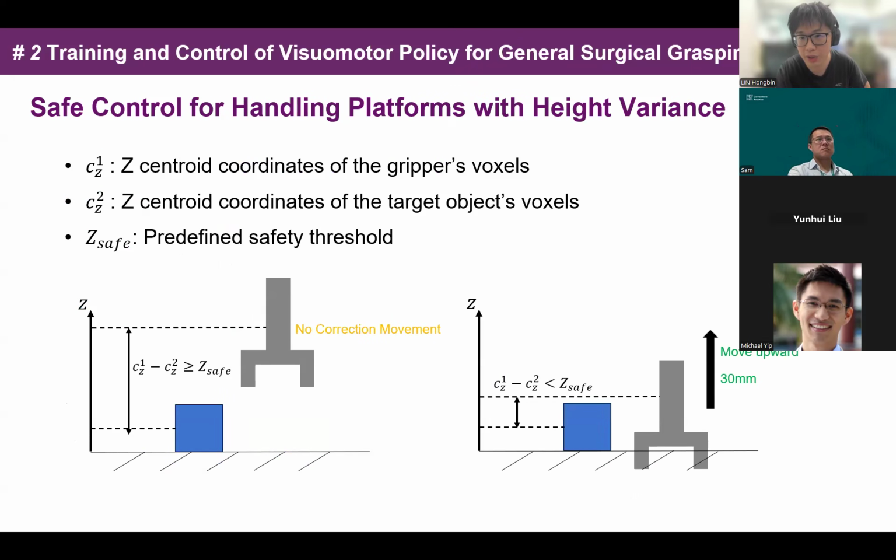There is a safety concern in the grasping. That is, the gripper might hit the platform beneath the target grasping object, which leads to potential damage. We apply a simple safe control for this issue. We track the difference of the Z voxel-centroid coordinate between the gripper and the target. So when the difference is smaller than a certain safety threshold, the gripper will move up by 30 millimeters.